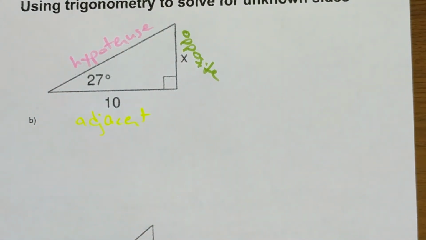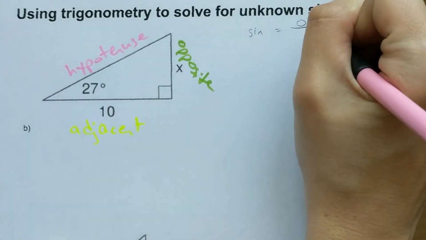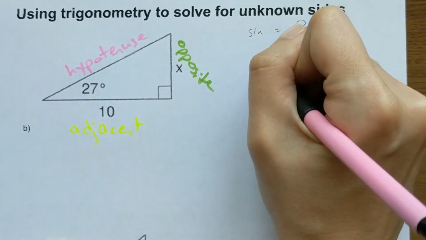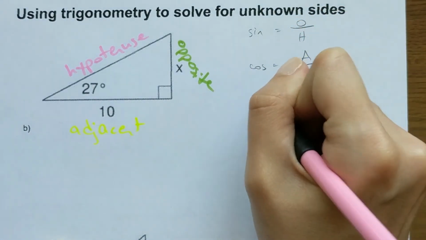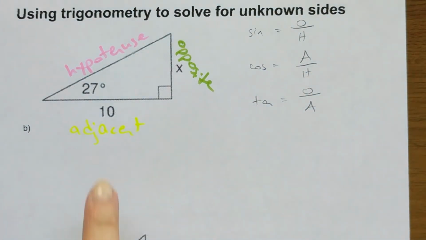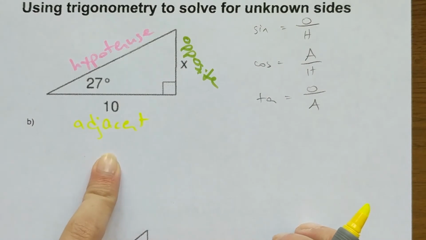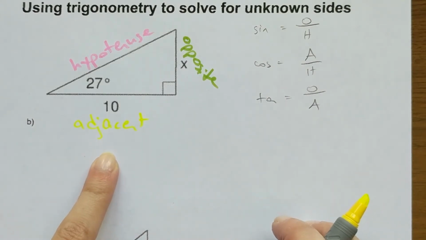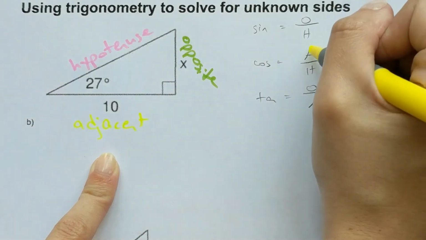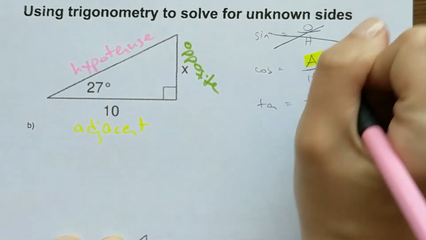Now that I've labeled them, I need to pick the correct ratio. So I'm going to write them out. I'm going to write sine is equal to O over H, cosine is A over H, and tan is equal to O over A. Well, first things first, we need to pick one that has the information that we are given, and we were given that the adjacent side is equal to 10. So I have to pick a ratio that has an A in it. There's an A in cosine, and there's an A in tan. There is no A in our sine ratio, so that is being thrown out.